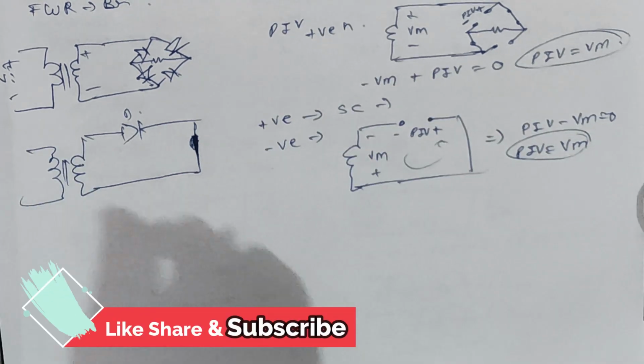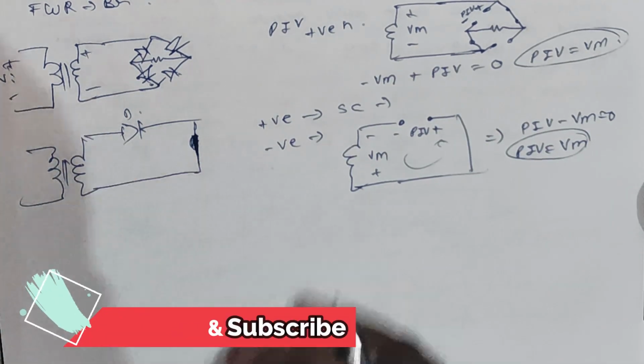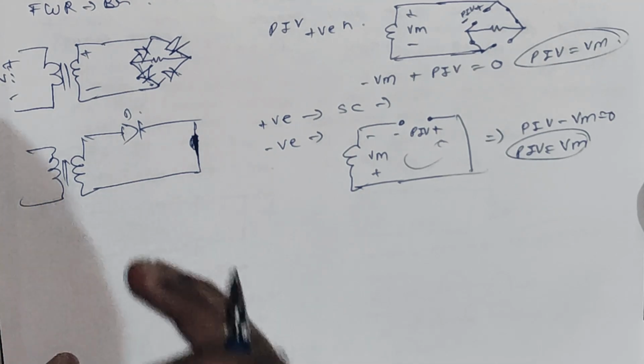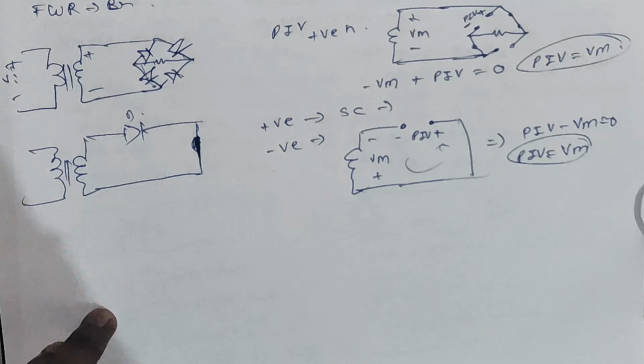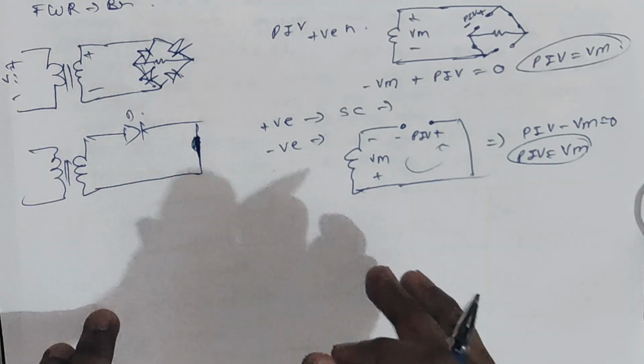So this is the simple method to calculate PIV of any rectifier circuit. For the half wave rectifier it is Vm, for the full wave bridge rectifier it is Vm, for the full wave center tapped rectifier it is 2 Vm.